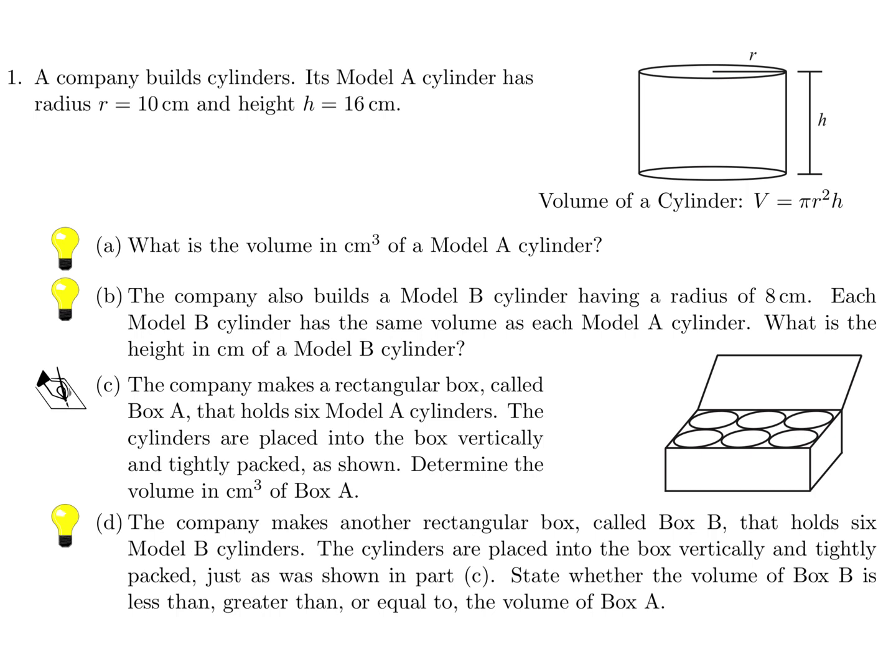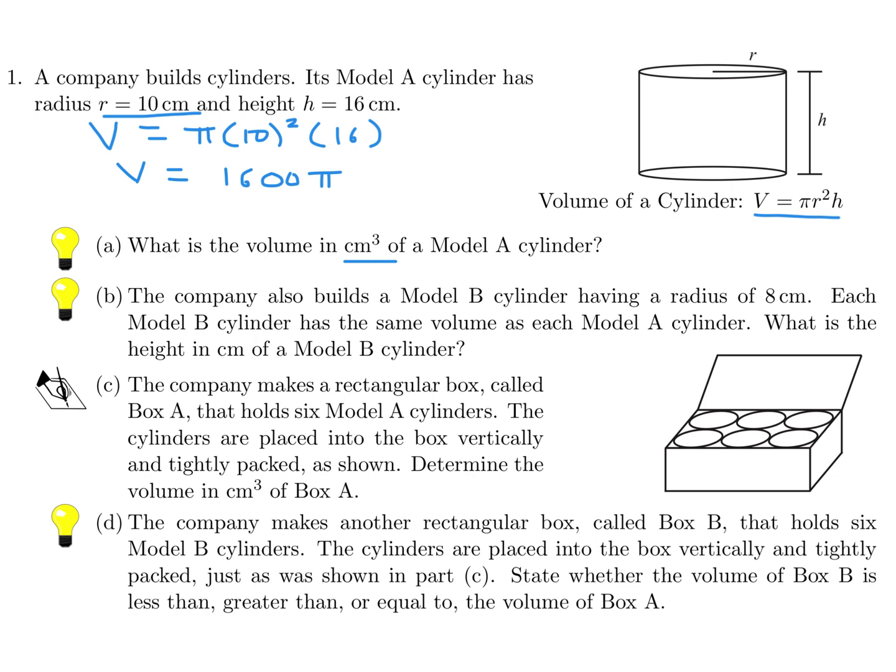All right, so we've been given this formula, which is helpful, of course: pi r squared times height. So for model A, our r is 10 and our height is 16. That's pretty much all they want you to do there. Plug those numbers in, and when you do, you get 1600 pi for the volume. And this is in centimeters cubed.